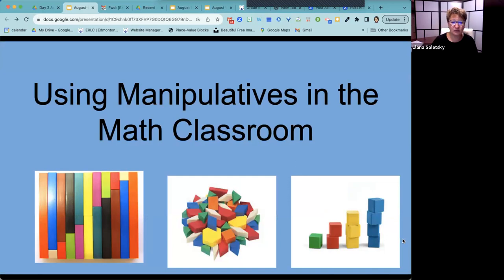So today, like I said, we'll be talking about manipulatives. And what are manipulatives? Well, manipulatives are anything that we use that we can manipulate with our hands, that we can move around, that we can change the direction of, that we can turn, that we can do any kind of transformation with. Those are manipulatives. Manipulatives are the concrete objects that we will use in our classrooms to help students understand the math.